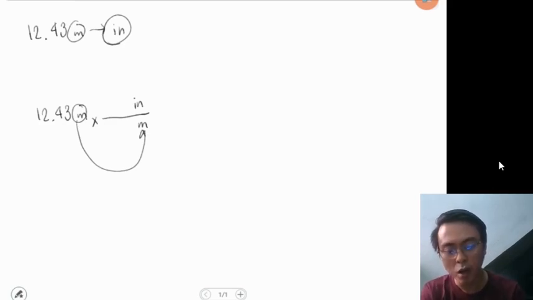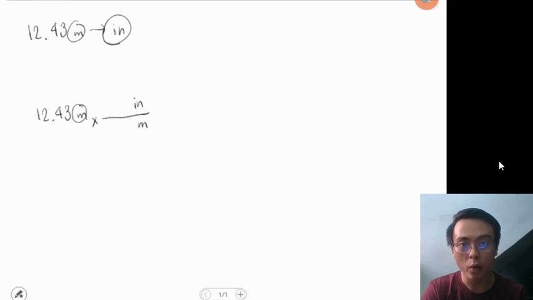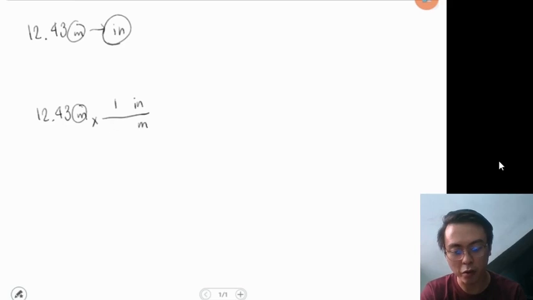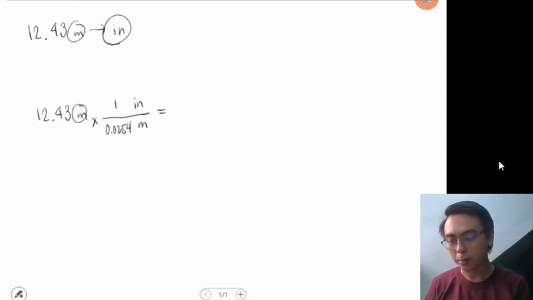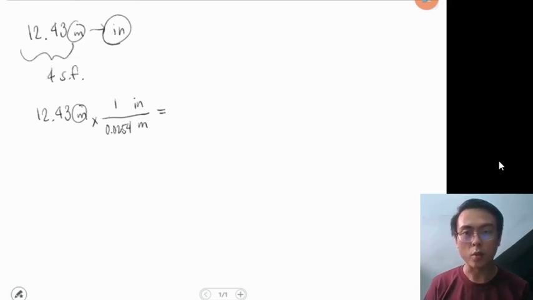Okay. For the direct method, I know that 1 inch is equivalent to 0.0254 meters. So I know that conversion factor. That's why I was able to perform this calculation directly. So let's first calculate this. You can try calculating this using your calculator to follow along. This is 12.43 divided by 0.0254.